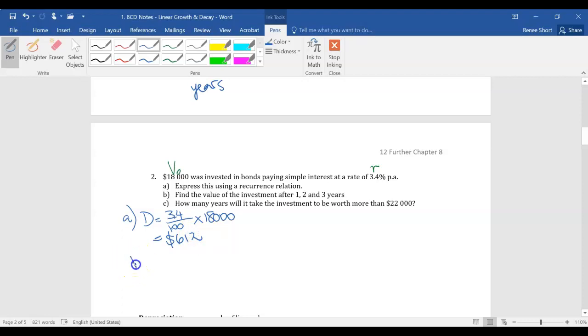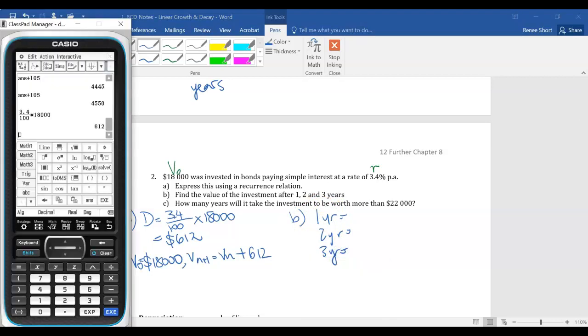So if I write the rule here now, V0 is 18,000, and then Vn plus 1 equals Vn plus 612. Now, part B wants me to find the value of the investment after 1, 2, and 3 years. So let's just write down 1, 2, 3 for us. And if we come back to the calculator here, remember I can now type in 18,000, and then if I press plus 612 and press enter, that gets my first year.